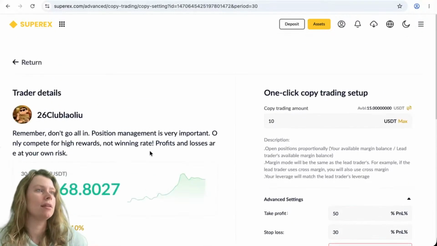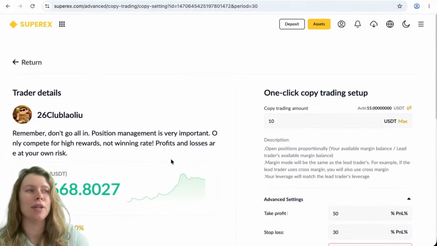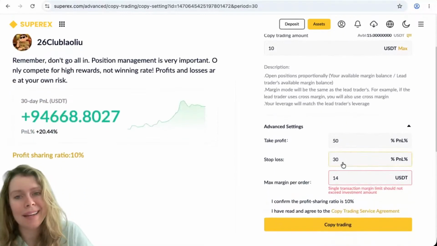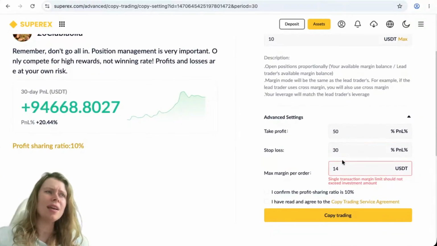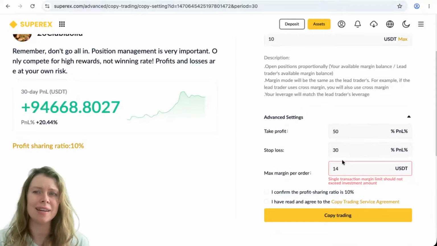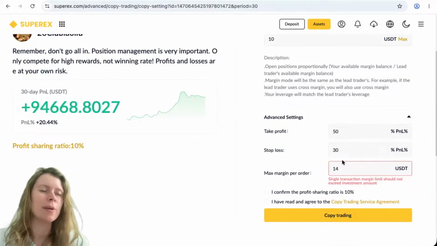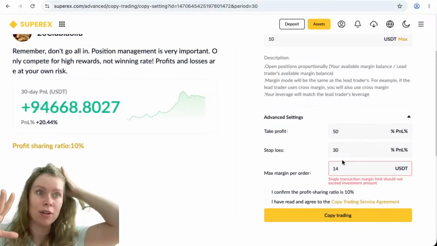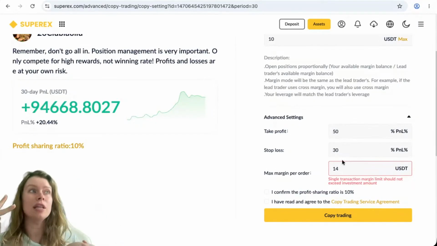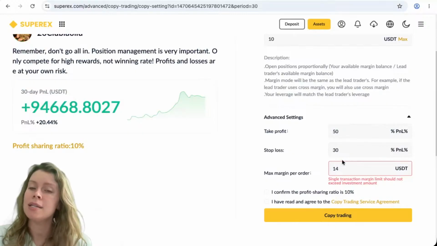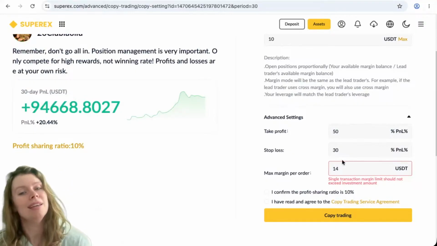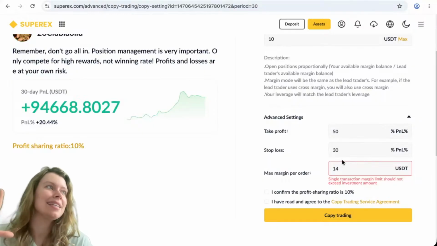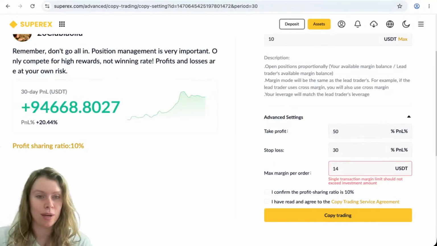What is your name again? 26 Club Lao Liu. And hey, they seem to have done really well, but the one disadvantage is that they haven't been trading since last year. So that's not something that I would probably follow through on. It's just something that I want to have a look at their numbers. They did really well last year. Maybe they've decided to take a little break for the time being. So that's something that I would then take into consideration moving forward, okay?